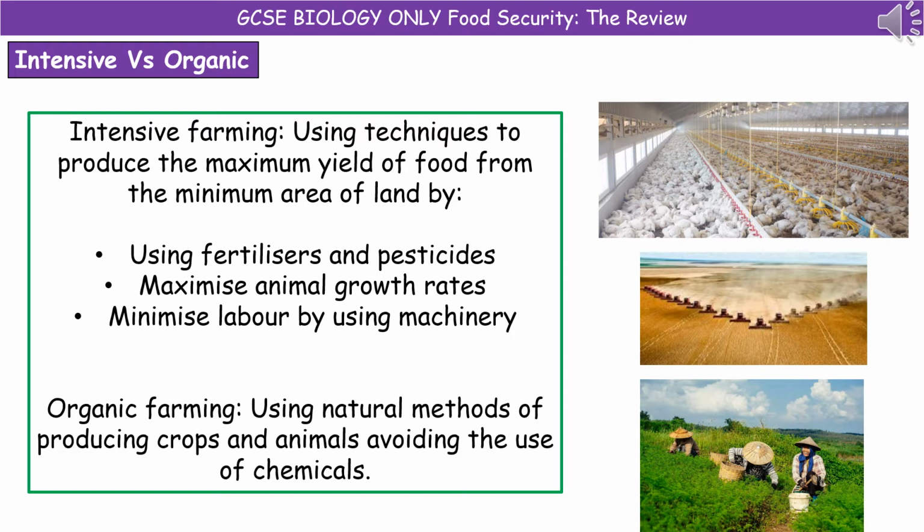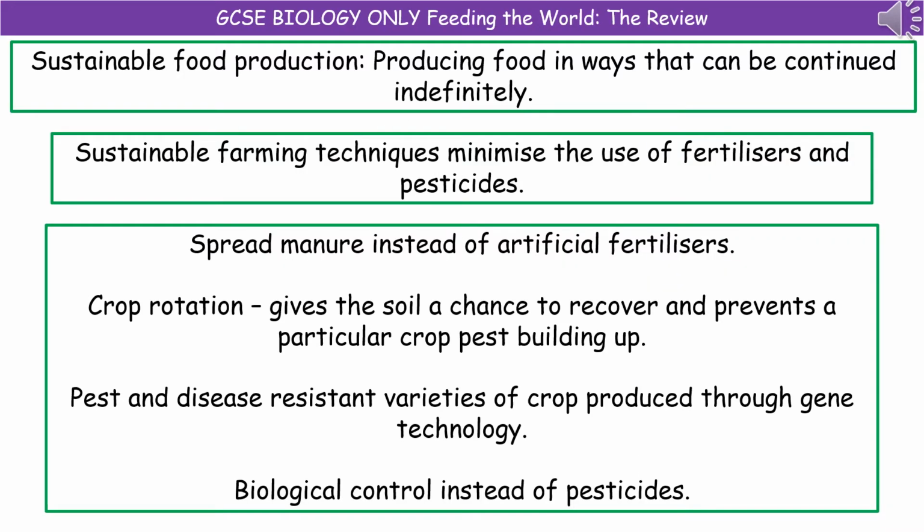Second option, the organic farming. This uses natural methods of producing crops and animals, avoiding the use of chemicals. One phrase we do need to know the meaning of is sustainable food production, and that just means we're producing food in ways that can be continued indefinitely.